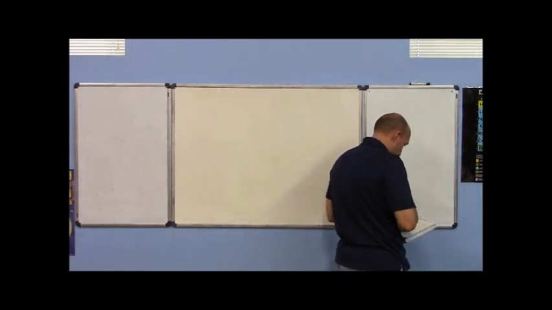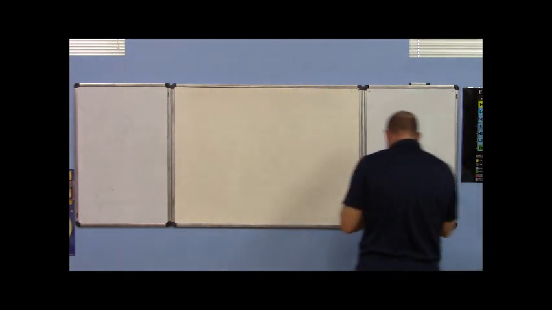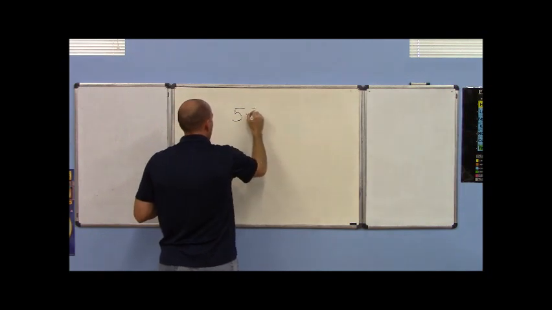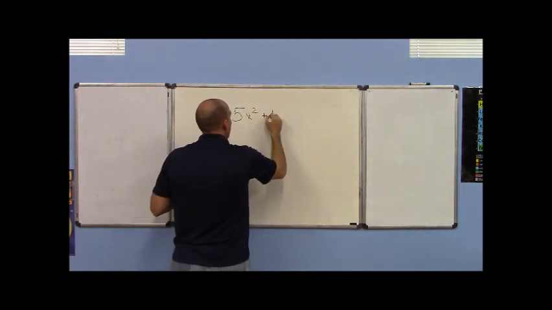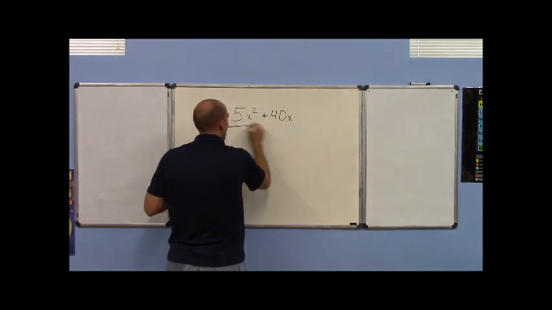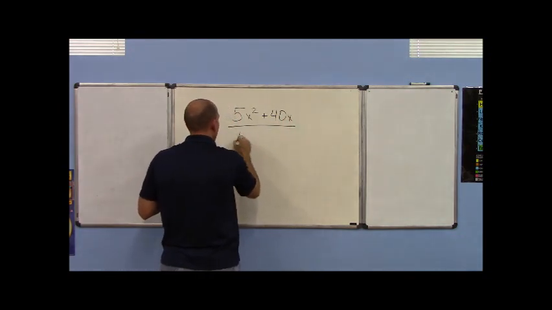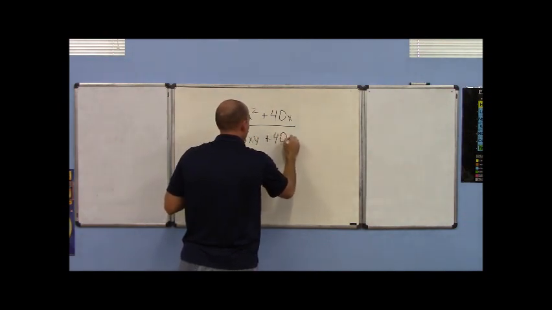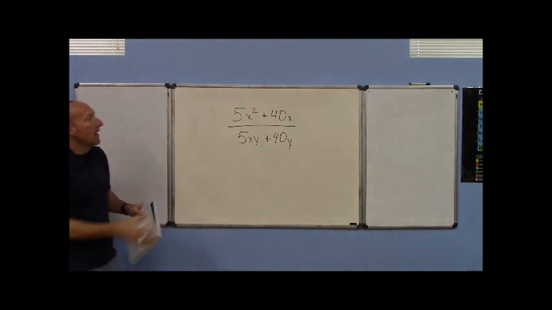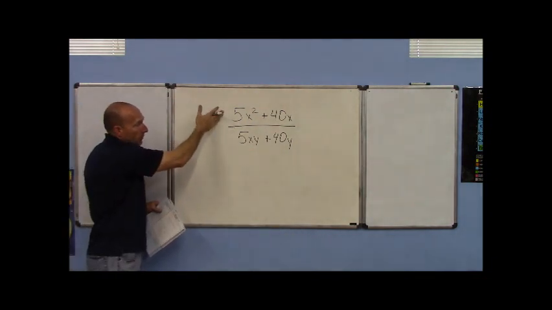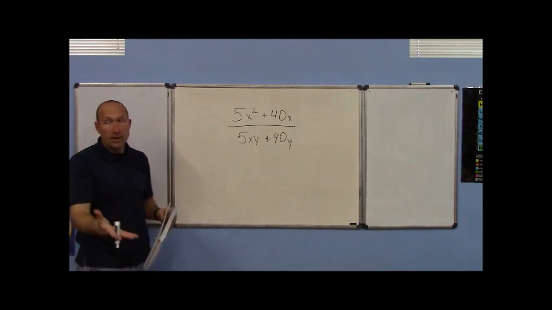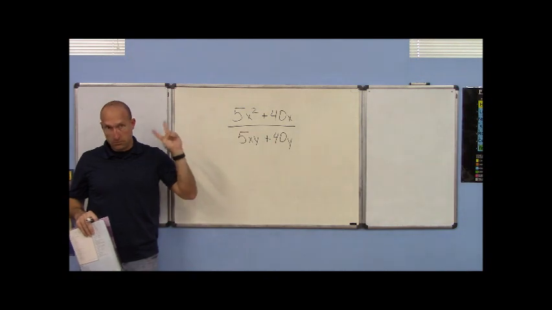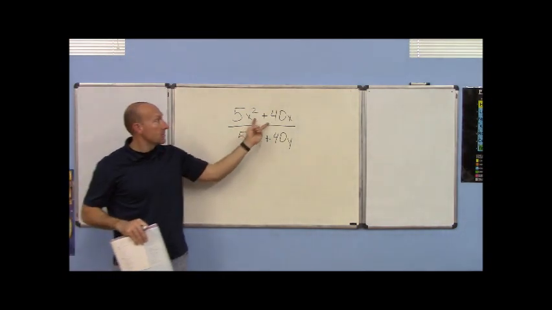We have 5x squared plus 40x over 5xy plus 40y. Okay, we are comparing this polynomial or binomial with this polynomial or binomial. These are binomials. Why? Because there's two. Yes, because there's two terms in them.